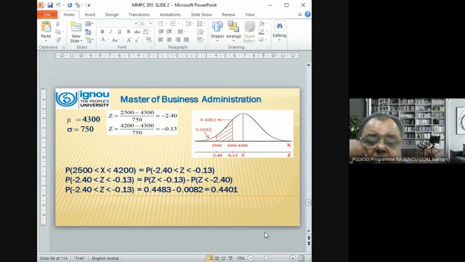Since X has two values, 2500 and 4200, individually it has to be calculated. So for 2500, Z will be minus 2.40, and for 4200, it will be negative 0.13. The problem was to find the probability of 2500 less than X less than 4200. Convert it into Z. This comes out to be the probability of negative 2.40 less than Z less than negative 0.13.